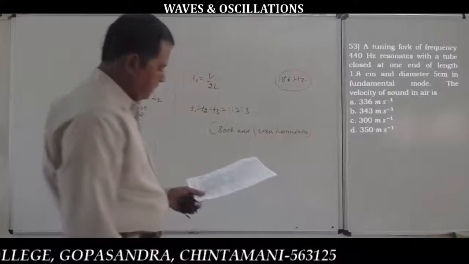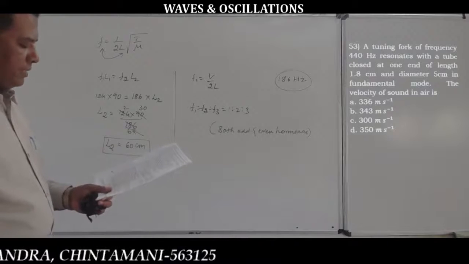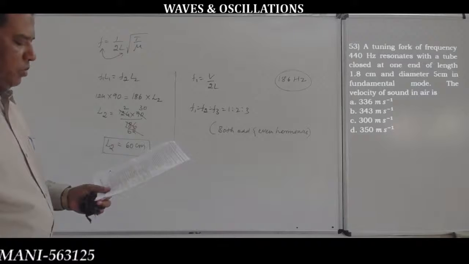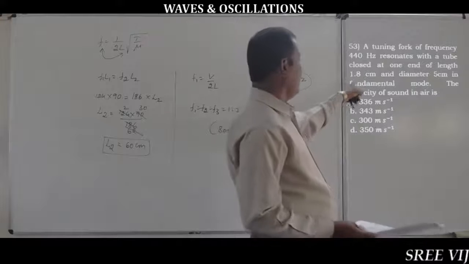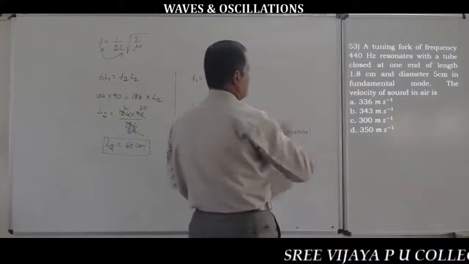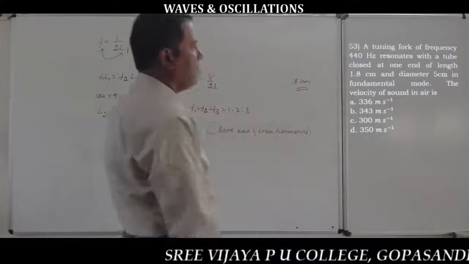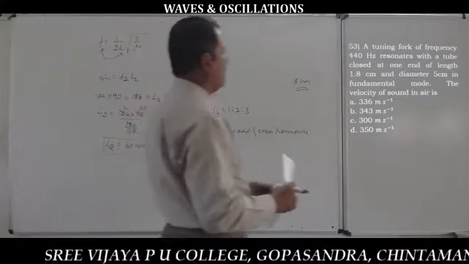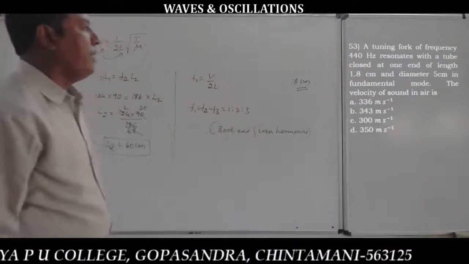Question number 53. A tuning fork of frequency 440 Hz resonates with a tube closed at one end of length. Here also there is a mistake. It is not 1.8, it is 18 centimeter. So it should be considered as 18 centimeter. A tuning fork of frequency 440 Hz resonates with a tube closed at one end of length 18 centimeter and a diameter 5 centimeter in fundamental mode.